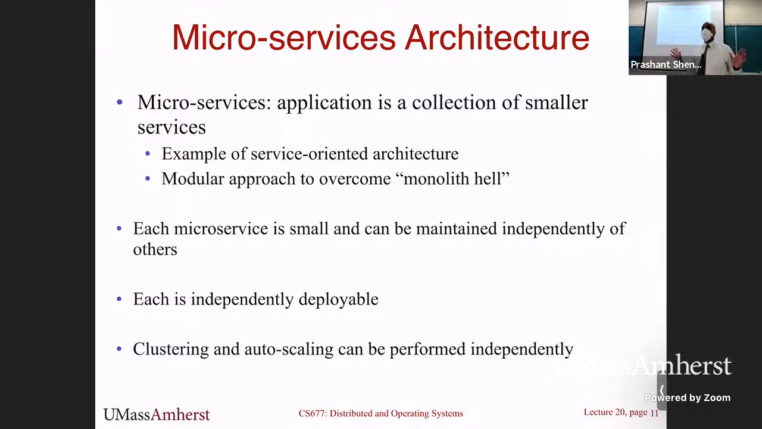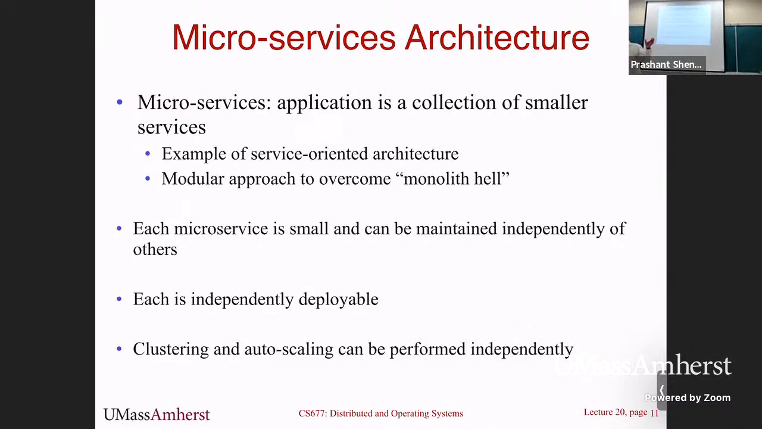Okay. So you don't have to take the whole thing down and deploy. You can deploy each one independently. Okay, and most importantly, each microservice can be independently clustered and auto scale. So you can say this microservice is compute intensive, so I'm going to make 5 copies, 5 replicas of this. That one is less compute intensive. I only need 3. Right?